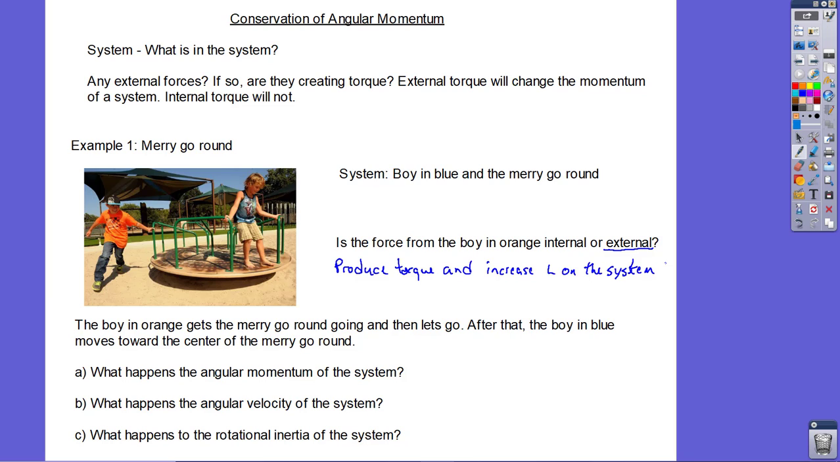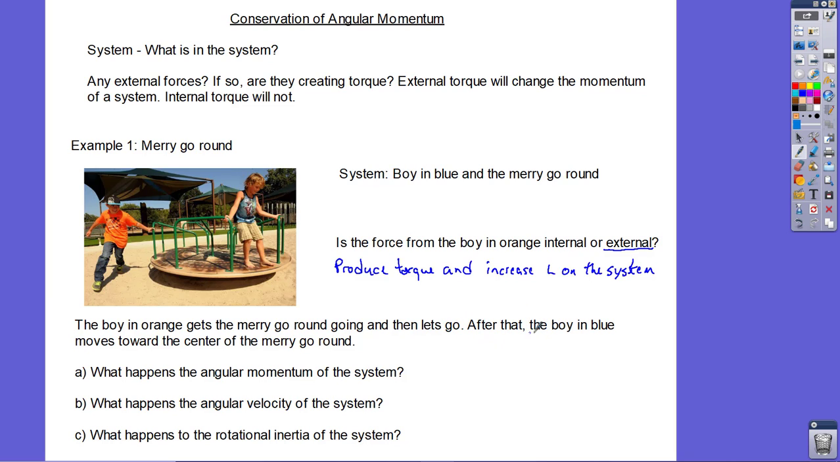Okay, so yeah, that's what you get your buddy to spin you faster. That's what you do. If you're really nerdy, you go to the playground and you ask your buddy to apply an external torque to make you spin faster. So the boy in orange gets it going, and then he lets go.